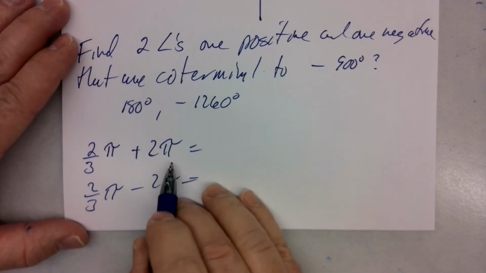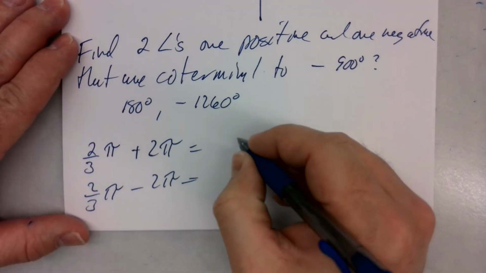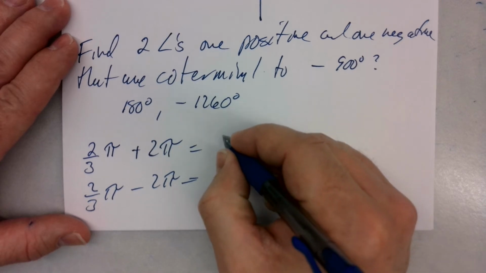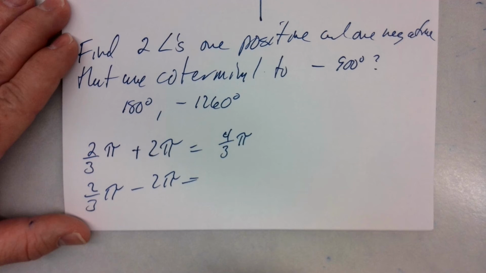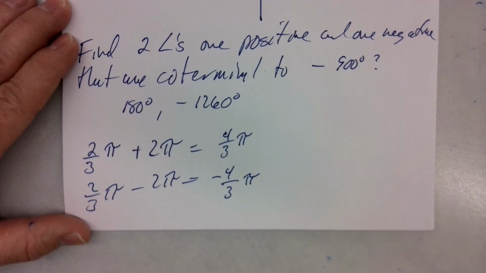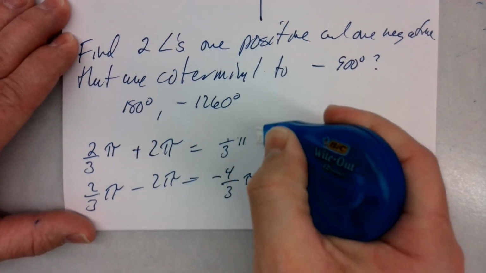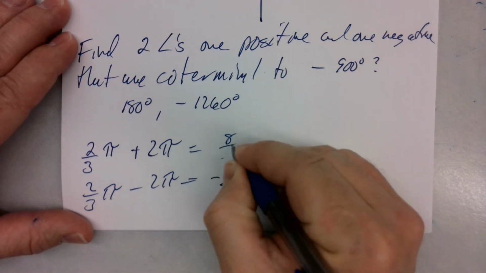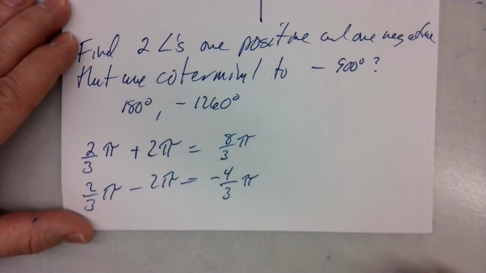What do you got for my positive? 4/3 pi? Wait, no, I forgot to do that one. I just did the negative. Well, what's your negative? That'd be negative 4/3 pi. Is that one right? Okay, that one's right. Somebody want to help him out with the positive one? 8/3 pi? Yes or no? Yes. Okay, one more.